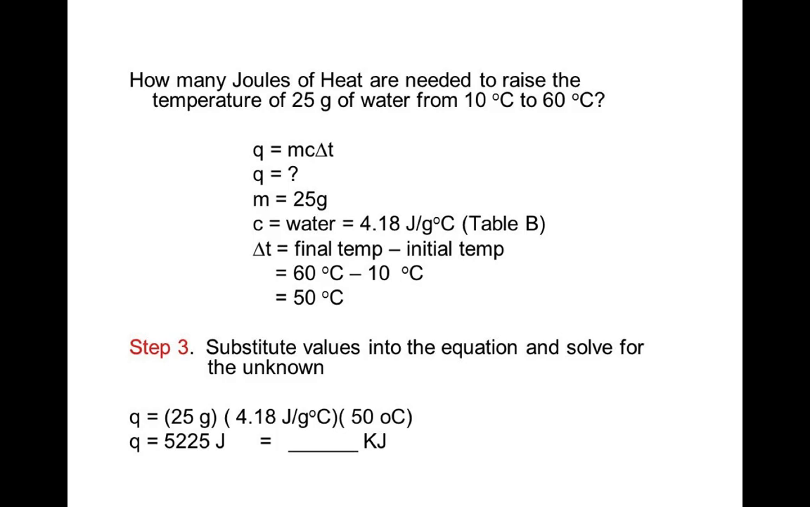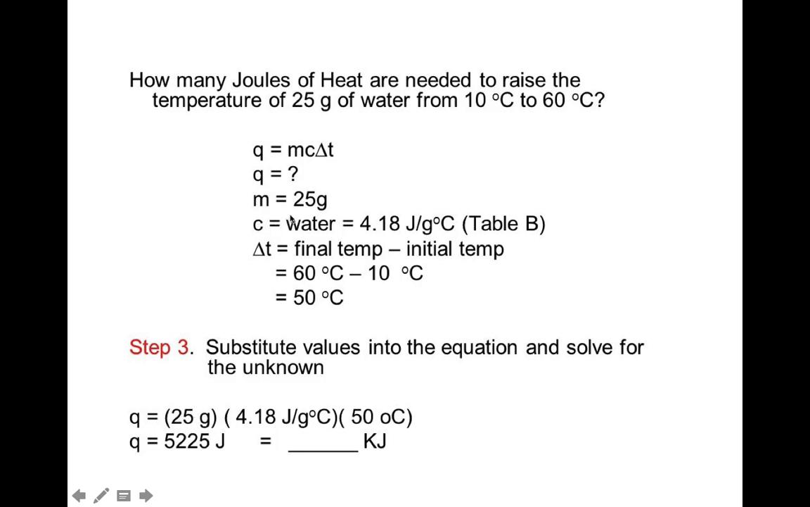And then we have our delta T, which is the change in temperature, the final minus the initial. So final is 60, initial is 10. So 60 minus 10, the difference is 50 degrees Celsius. So now, all we do is we plug and push the buttons in our calculator. Lucky for us, we're solving for Q. So all we do is we type in the M, C, and the delta T.